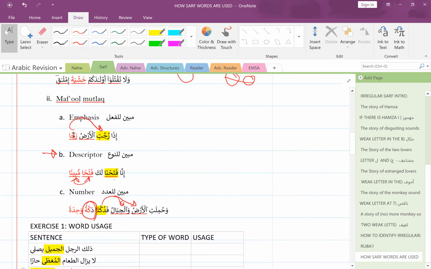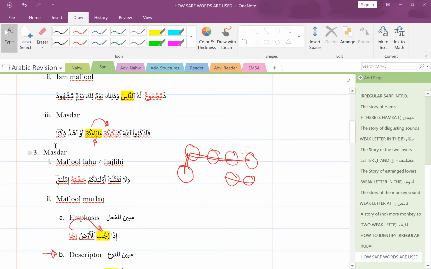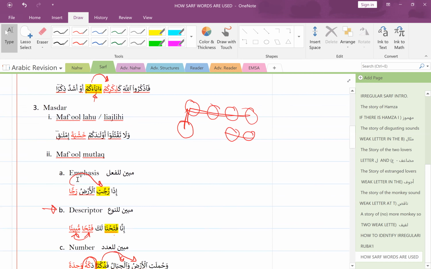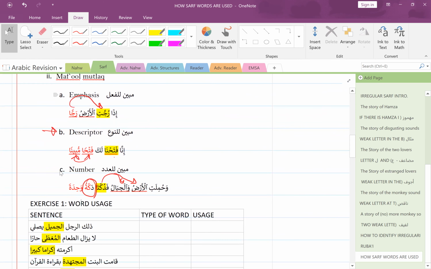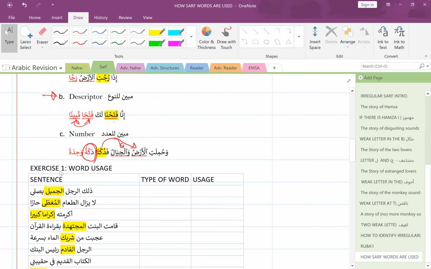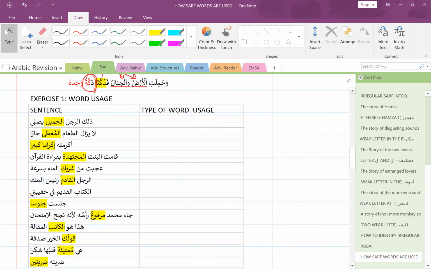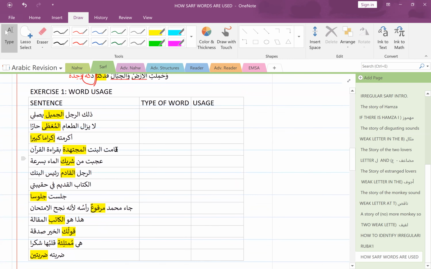So that's basically how masdars are used. Different ways of using masdar, either as maf'ul lahu or a maf'ul mutlaq. We've also talked about how we can use words as sifa, how we can use words as fi'al. And now we are looking at how masdar can be used as a maf'ul lahu and a maf'ul mutlaq. So let's look at these examples here. You can tell me what kind of word it is based on the summary that we've done, and how it is used.